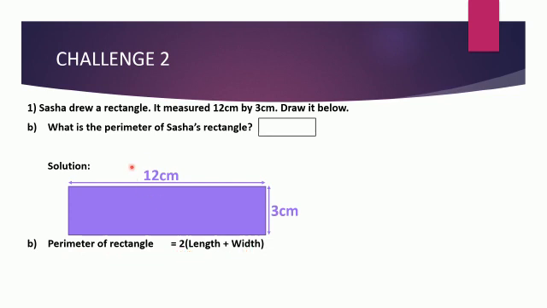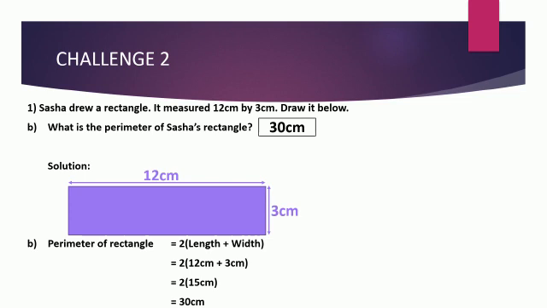We know the length of the rectangle. Length is 12 centimeter and width is 3 centimeter. Now you will put these values in the formula. 2 into 12 cm plus 3 cm. First you will add 12 and 3. You will get 15 and you will write 2 as it is. Now we have 2 into 15 cm. 2 15s are 30. 30 cm is the perimeter of this rectangle. So the perimeter of this rectangle is 30 centimeter.